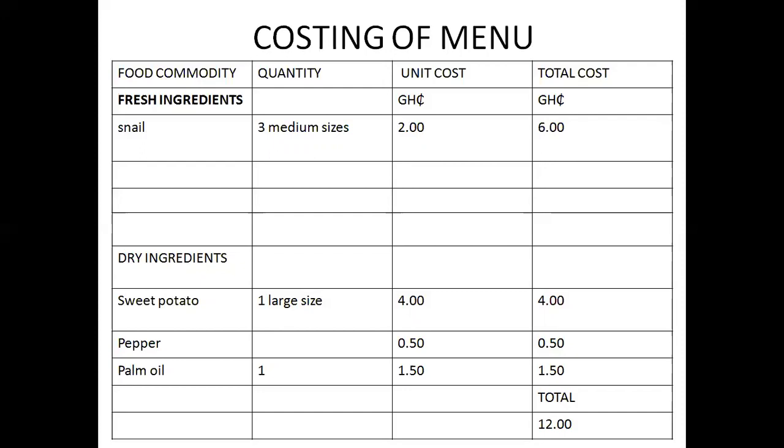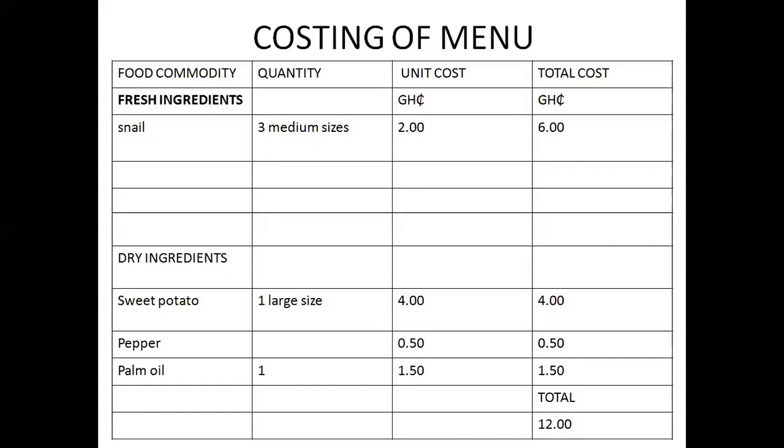So in my menu, I have snail as a fresh what? Ingredient. Anything that is fresh is things that are from the fridge, things that you have to store. If you leave them, they will perish. They will get spoiled quickly. So like fish, fresh meat, frozen chicken, those kinds of food items, they fall under what? Fresh ingredients.